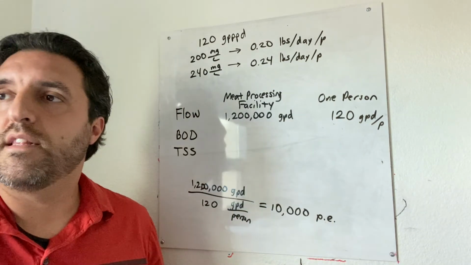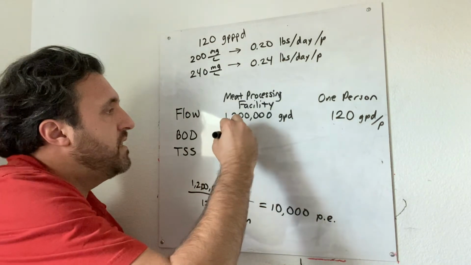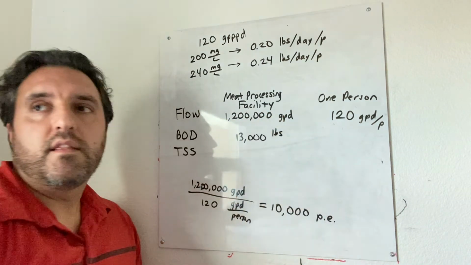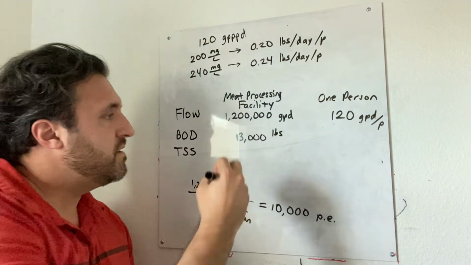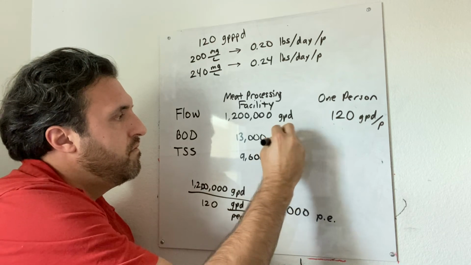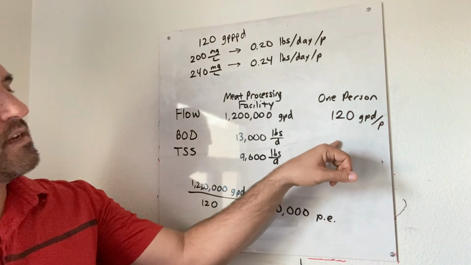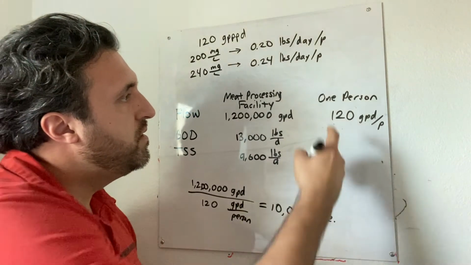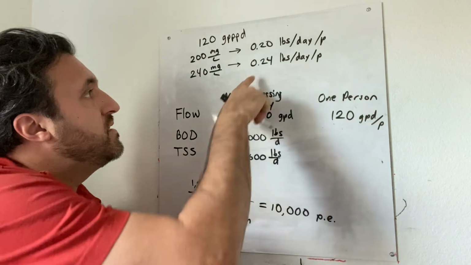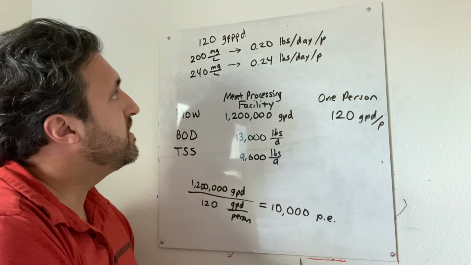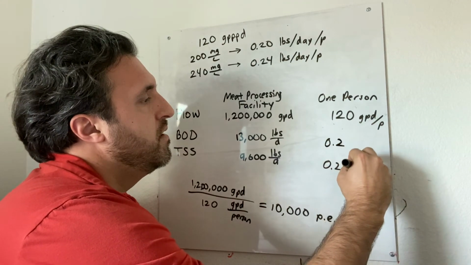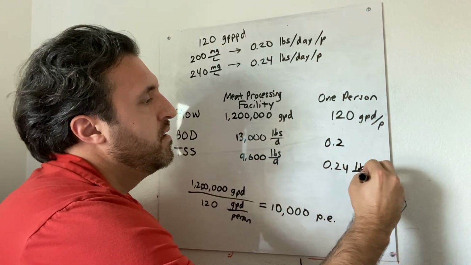And we can see in the table that the BOD loading is 13,000 pounds per day. The TSS loading is 9,600 pounds per day. And if you remember from examples 3.1 and 3.2, for an individual person, we estimated that the BOD and TSS loadings were 0.2 and 0.24 pounds per day per person.